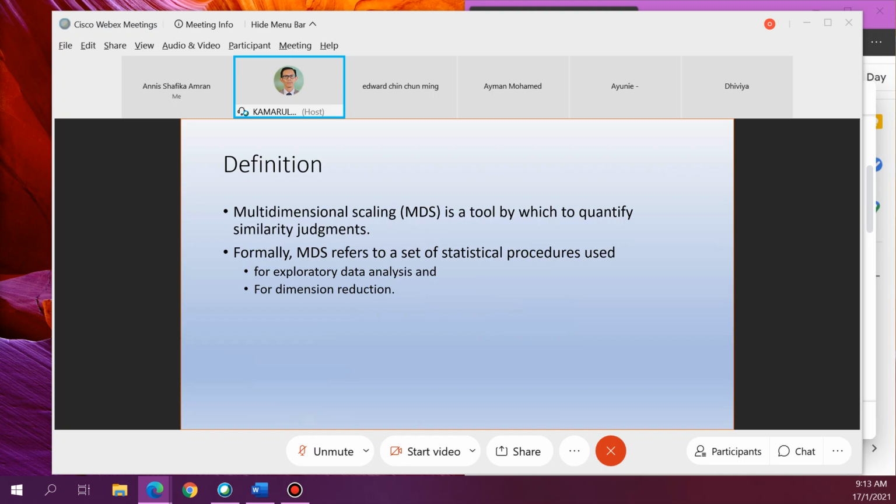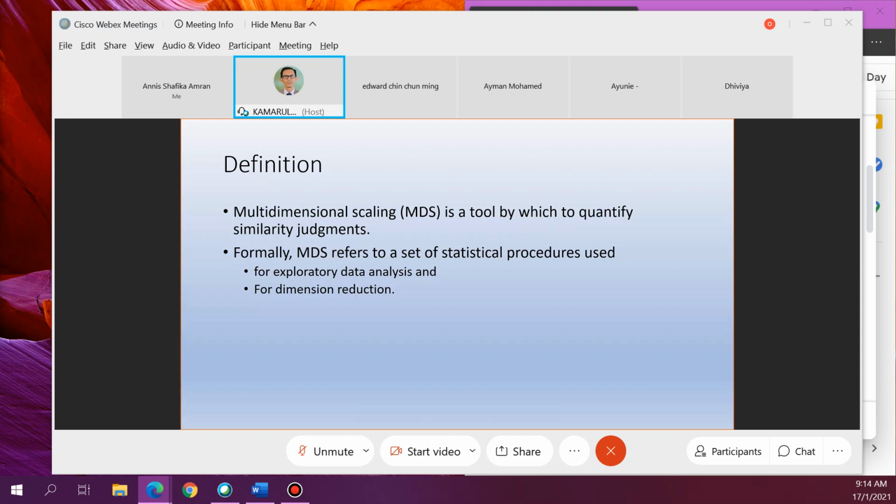All right. So what is multidimensional scaling? Multidimensional scaling is a tool, and by using this tool, you can quantify similarity judgments. For example, you have 20, 30 small things, maybe different color, different taste. And then you give them to maybe 20 people, and you let them sort the small things based on similarity, and that decision is solely based on their assessment.